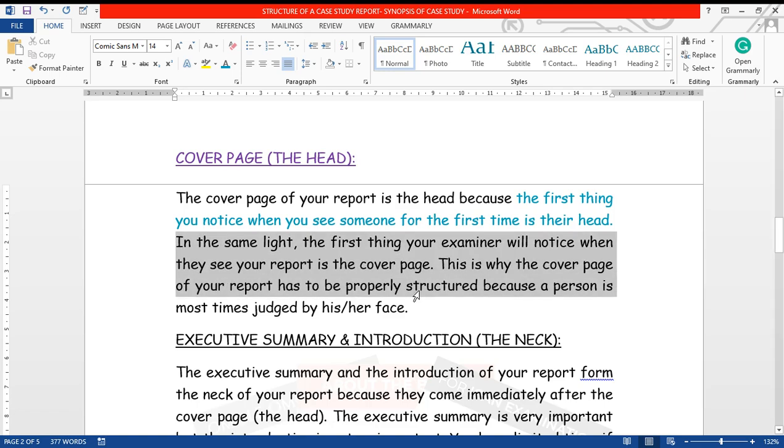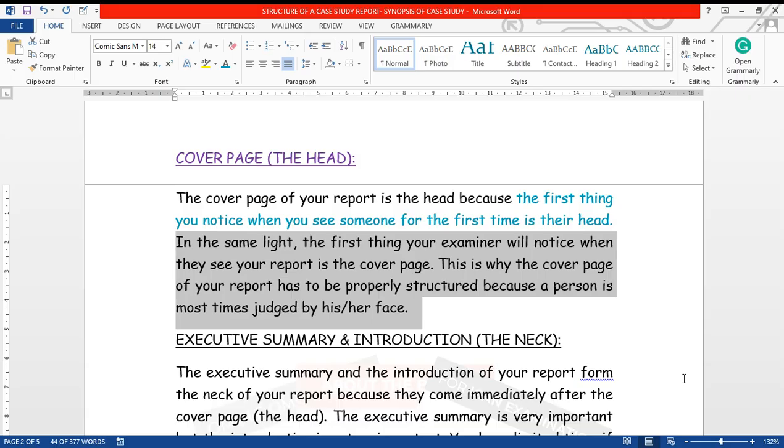This is why the cover page of your report has to be properly structured, because a person is most times judged by his or her face. How will you say this girl is a beautiful girl, or this guy is a handsome guy, or not? How would you actually judge? Because you have seen the person's face. Oh, that girl has so many pimples on her face. Oh, that girl's face is smooth. Most times a person is judged from the face. So your cover page has to be good.